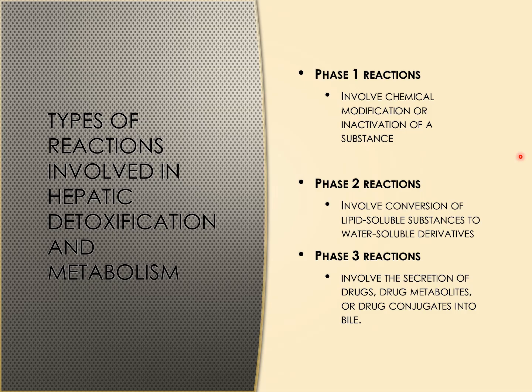In phase two reactions, this involves the conversion of lipid-soluble substances to water-soluble derivatives. So when things are lipid-soluble, we can't excrete them through the kidneys. So one of the things that the liver often does is convert fat-soluble drugs to water-soluble ones so that they can be moved out of the system. In phase two, some drugs and toxins need multiple phases. Lipid-soluble substances would accumulate in the body if this conversion did not happen.